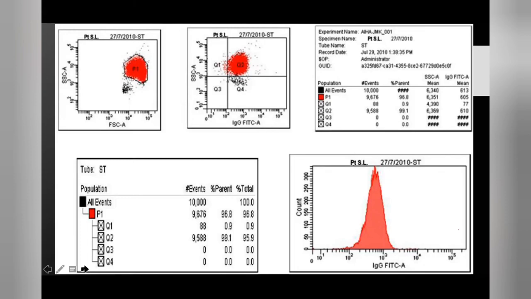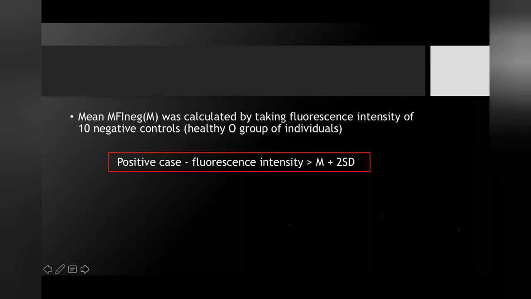Next. So how do you decide? You can also quantify it. You take the mean fluorescence intensity of 10 negative controls. If the fluorescence intensity expressed by the case is more than 2 standard deviations above the mean MFI, which was calculated using 10 negative controls, then that case is called positive.